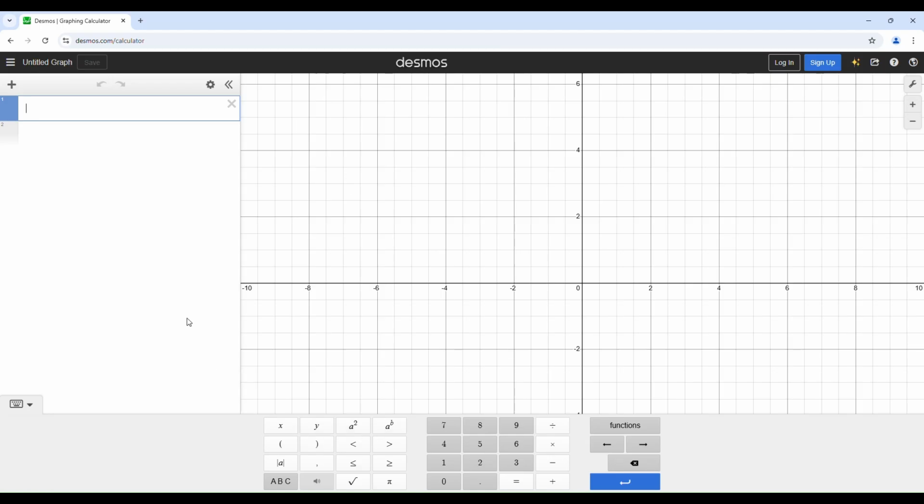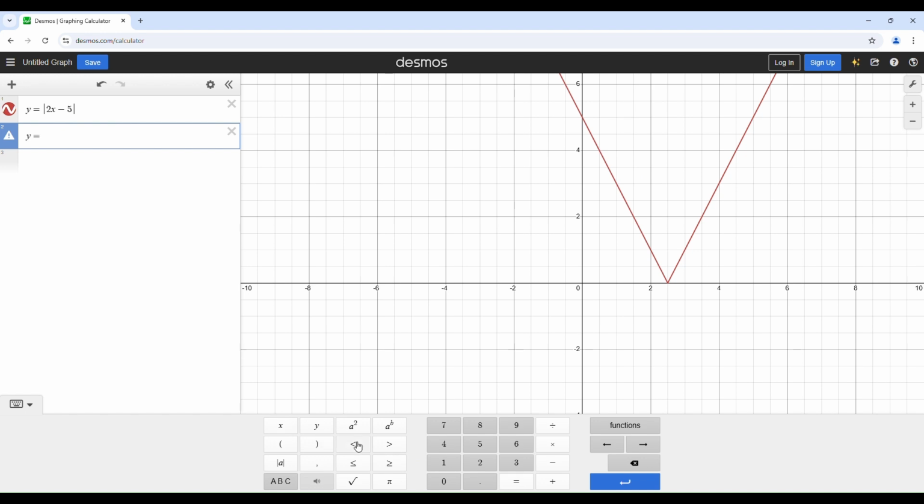So we're on the graphing calculator, Desmos. It's an online graphing calculator. And what we're going to type in is y equals the absolute value of 2x minus 5, right? This is the function right over here, y equals absolute value of 2x minus 5. This is the original. And we're going to say y equals 9.